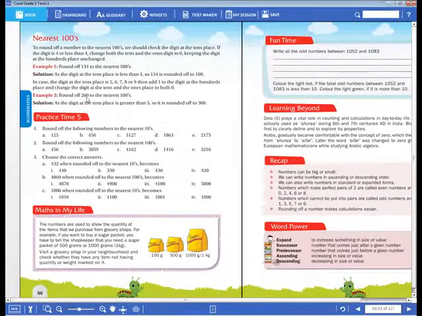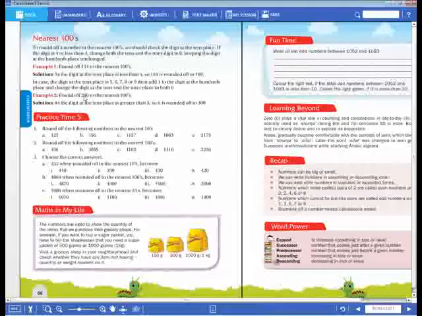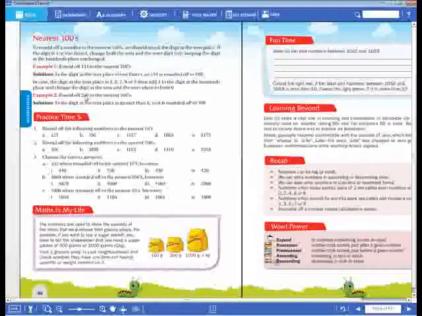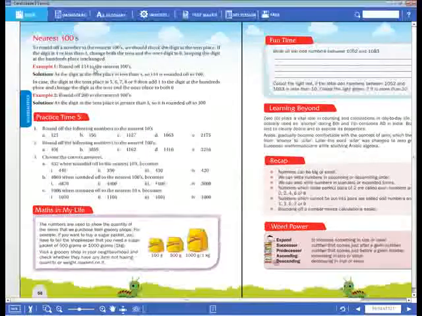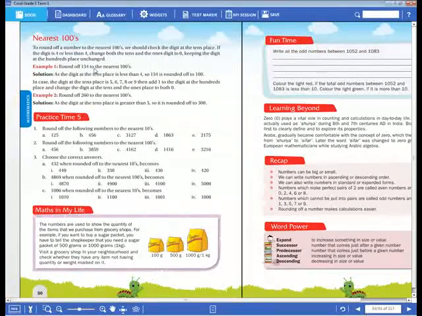So in this number 260, we have to check the last two digits. In these two digits, 60 is there. 60 is greater than 50, yes or no? 60 is bigger than 50. So we have to take the next 100. 200, after which 100 will come? 300. The answer here is 300.